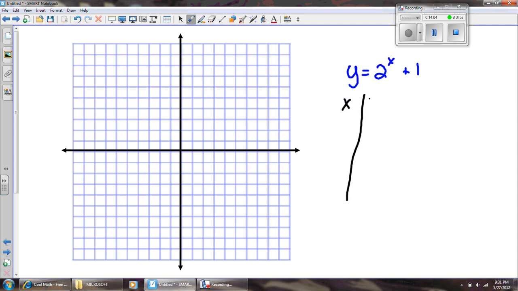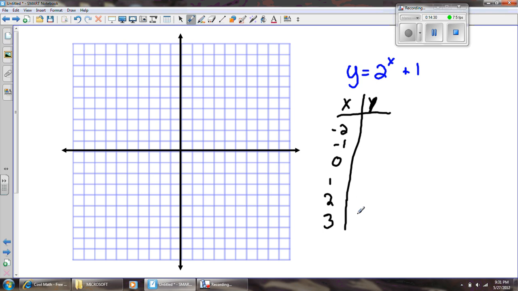Oh my goodness. Hopefully that looks like a y. And I'll pick some values for x and y. And let me see here. Let me go -2, -1, 0, 1, 2, and 3. Okay. Well, I'm going to start here. It's a little bit easier.